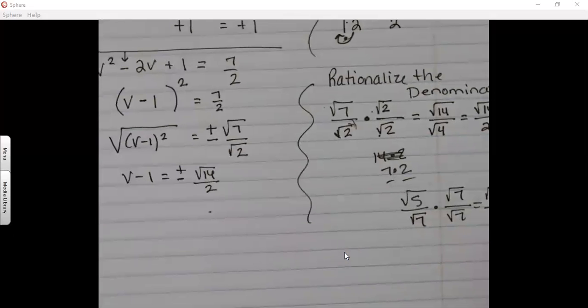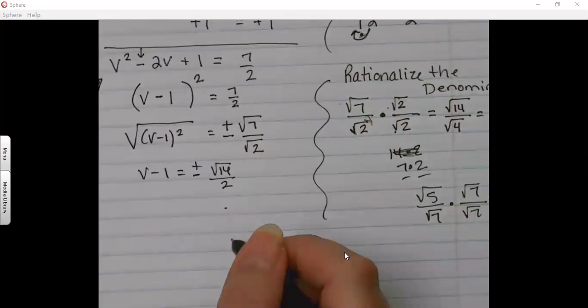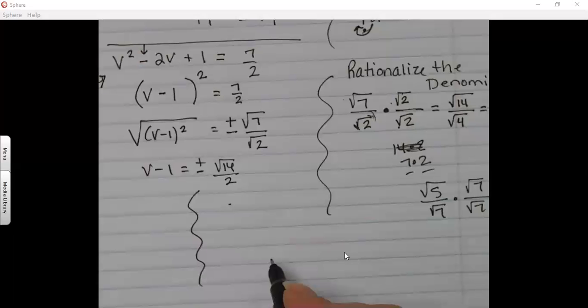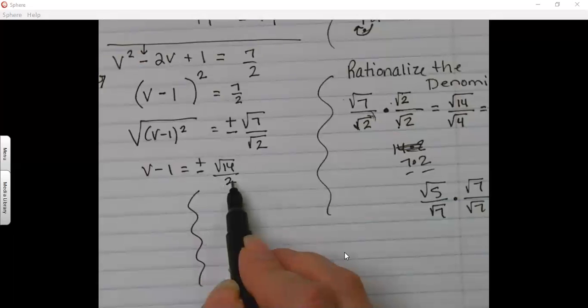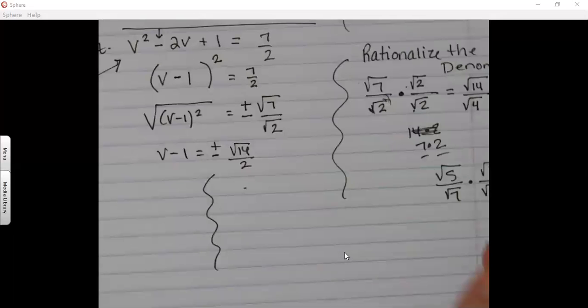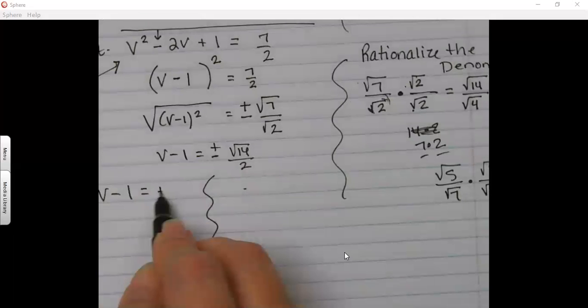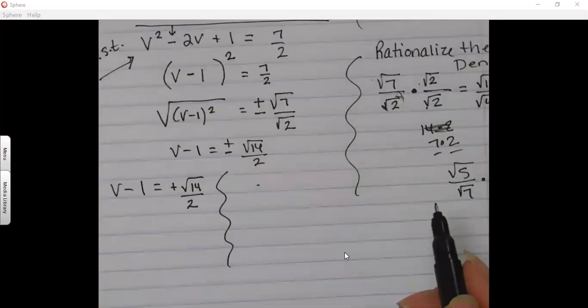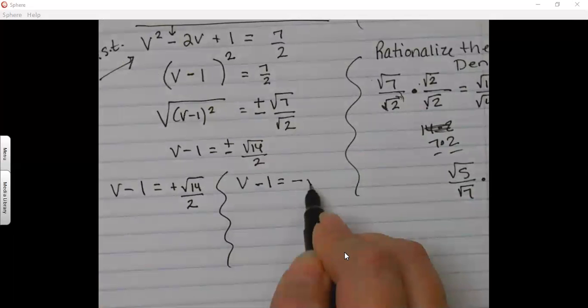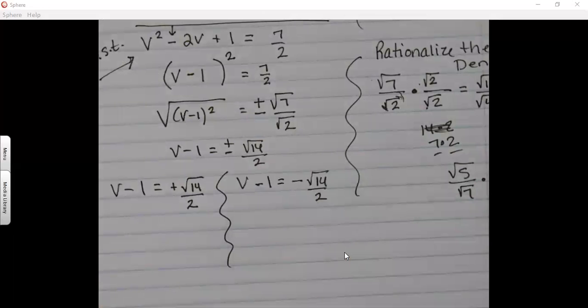Okay, once we have gotten to this point, I need to make 2 separate problems. One is equal to the positive square root of 14 divided by 2, and the other one is equal to the negative square root of 14 divided by 2. So v minus 1 equals the positive, and I don't really have to write that, but sometimes y'all forget, and I don't want you to. The other side will be v minus 1 equals the negative square root of 14 divided by 2. Do not divide 14 and 2, because it's the square root of 14, which is a whole different number than the number 14. All right, then solve for v.